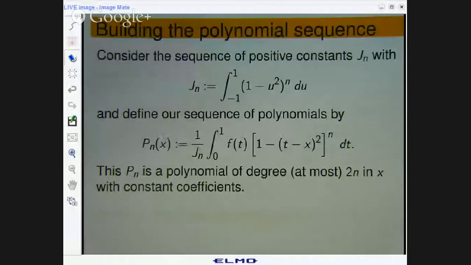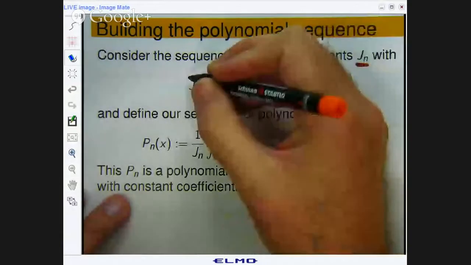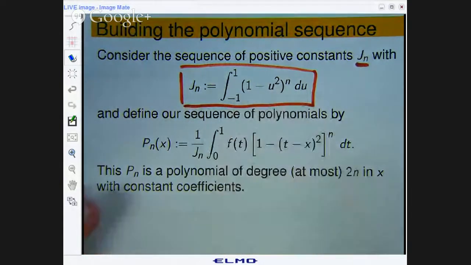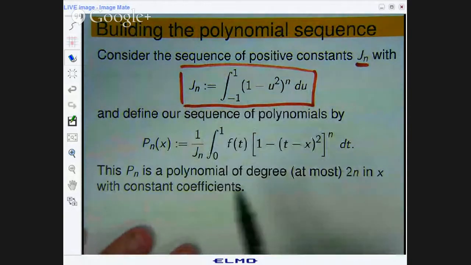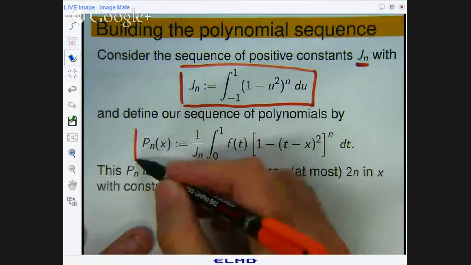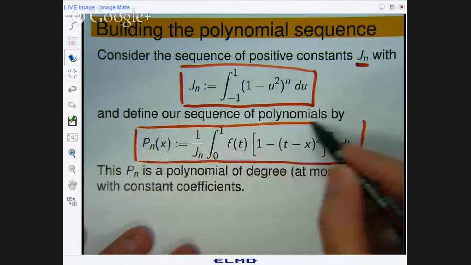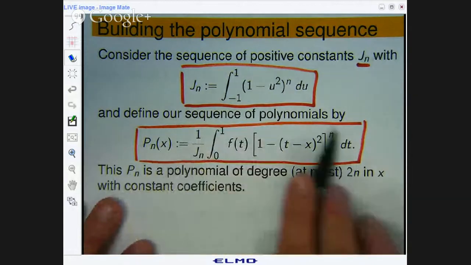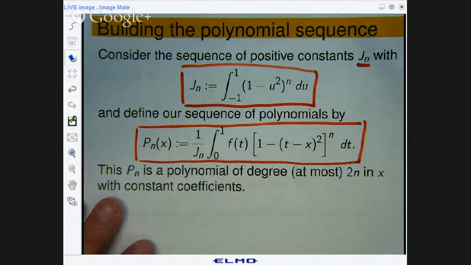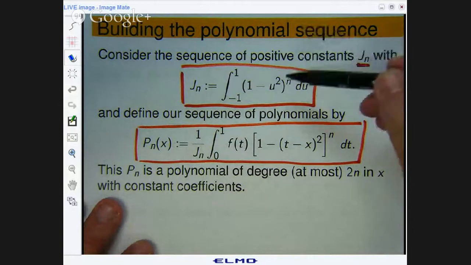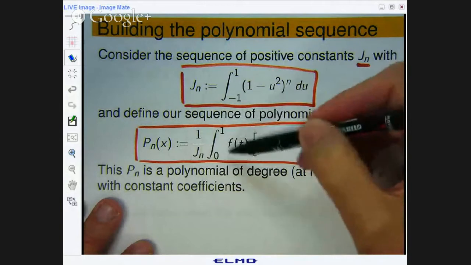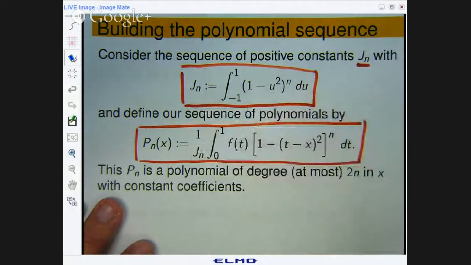So we're going to define a sequence of positive constants by this sequence of integrals. This is called a Landau integral, if you like, or a Landau sequence. And now Jackson defines his polynomial in x in the following way. Basically, all you've done there is replace u with t minus x, and you've put in f of t, and the J_n is just down here.